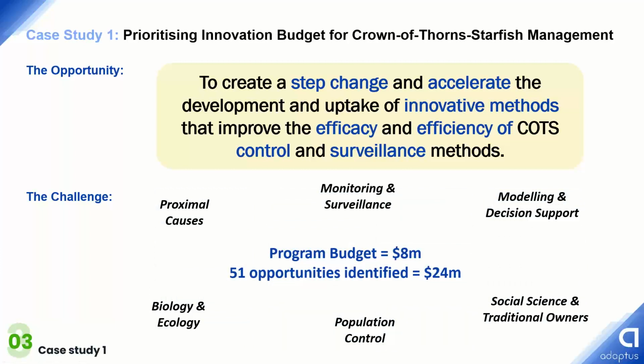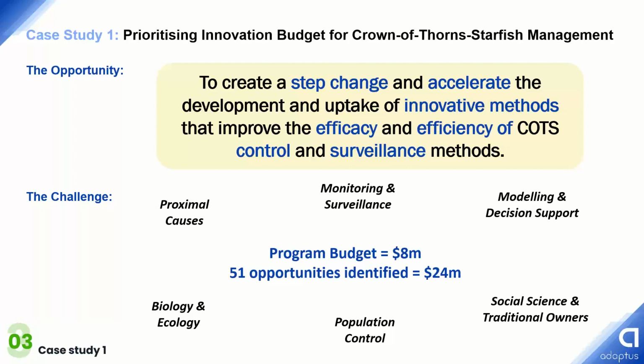So the way this program approached it was to bring together a very esteemed group of scientists and knowledge brokers, and divide them up into different areas. These 6 areas: one looking at proximal causes, one looking at the underlying biology and ecology of the ecosystem, and COTS in particular, population control, and then social science and traditional owners. So what's the relevance and the opportunity and the need from a social science standpoint in terms of these opportunities.